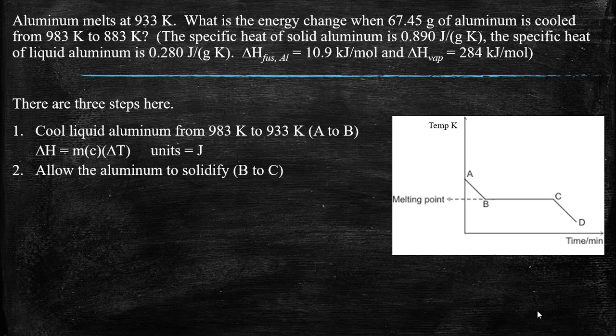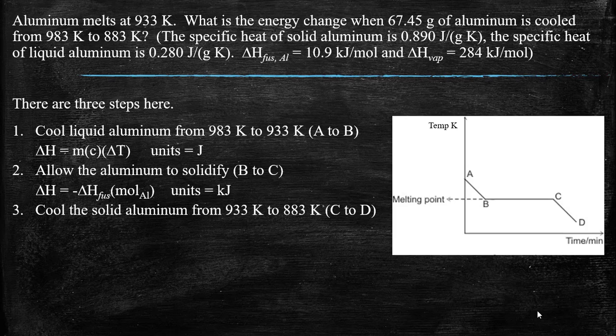From B to C, the aluminum is solidifying. There is no temperature change during a phase change, so you can't use the M times C times delta T. Here you're going to use delta H equals the delta H of the phase change times the moles of aluminum, and the delta H of the phase change here is negative the delta H of fusion. Fusion is melting, so solidification should be equal but opposite. And the units are in kilojoules.